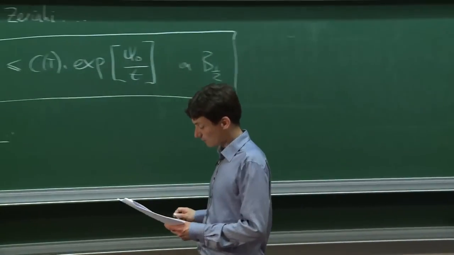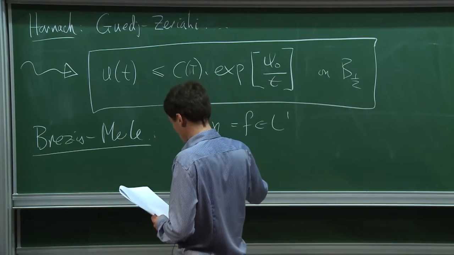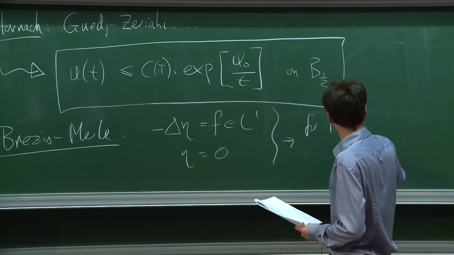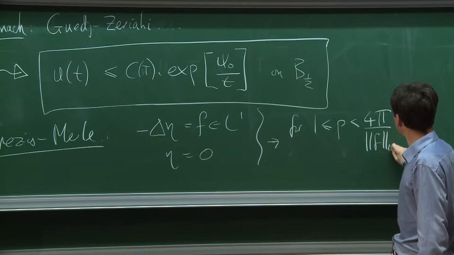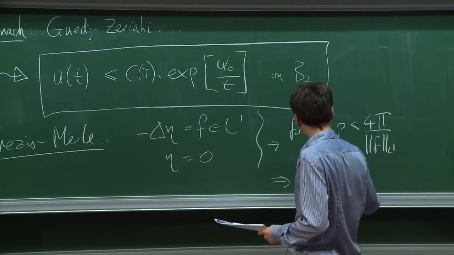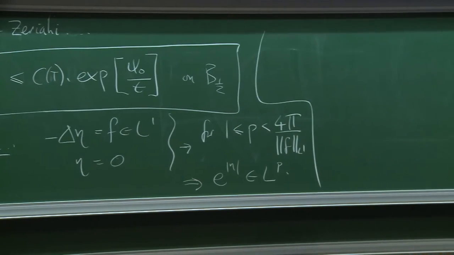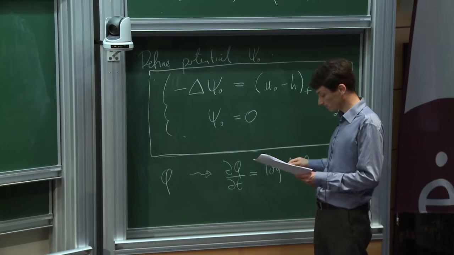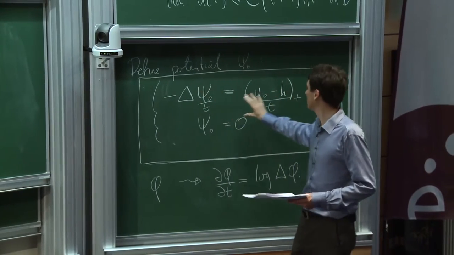What it says is that if you have minus Laplacian eta equals f in L1 and eta is 0 on the boundary, then if your exponent p is less than 4 pi over the L1 norm of f, you'd get e to the eta in LP. Okay, so that's what we can apply here. So eta is not going to be psi 0. Let's just divide through by t, may as well. And then this will be our eta, and this will be our f.